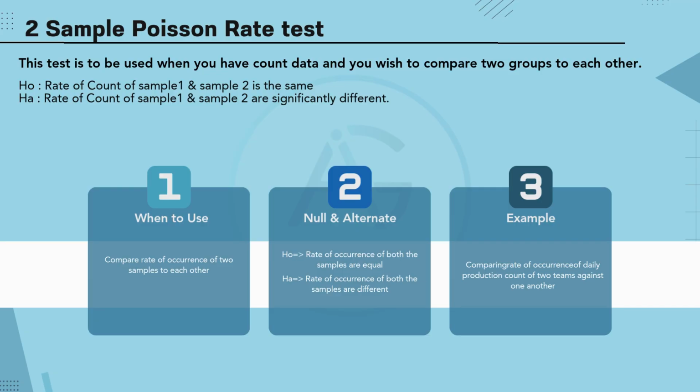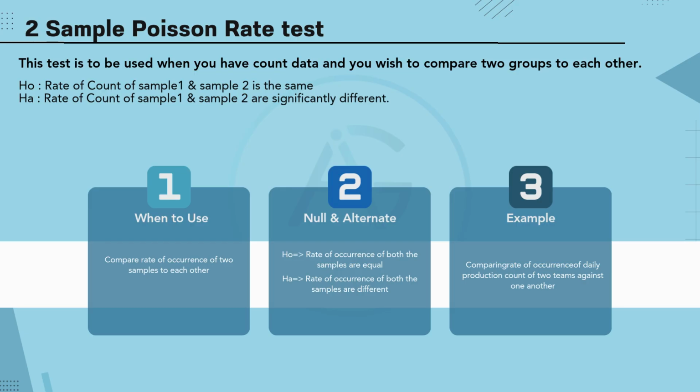Null and alternate hypotheses. H0, null hypothesis: the rate of occurrence in both samples is equal. HA, alternate hypothesis: the rate of occurrence in the two samples is significantly different. So, we're trying to statistically confirm whether the difference in observed rates is just by chance or is truly significant. Example. Think about a factory setting where two production teams are working different shifts.